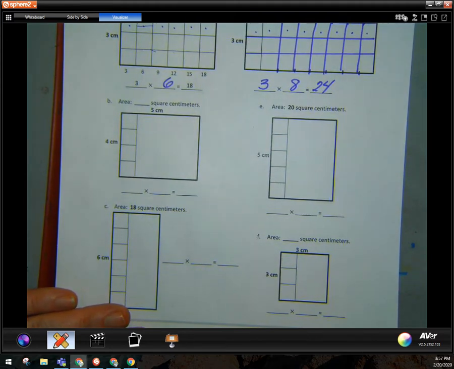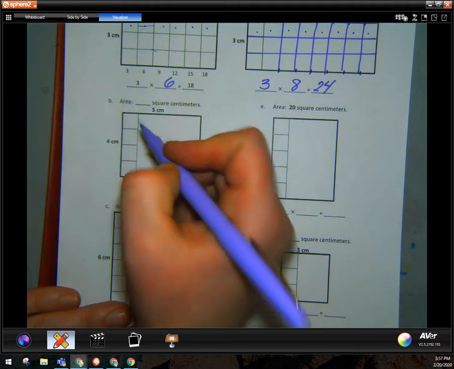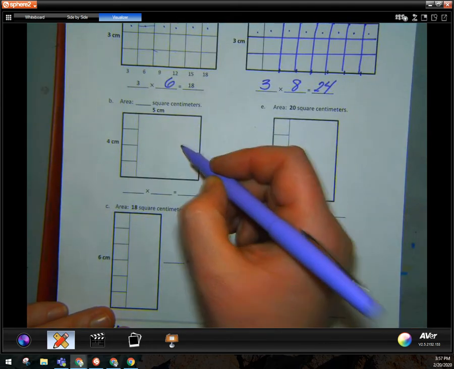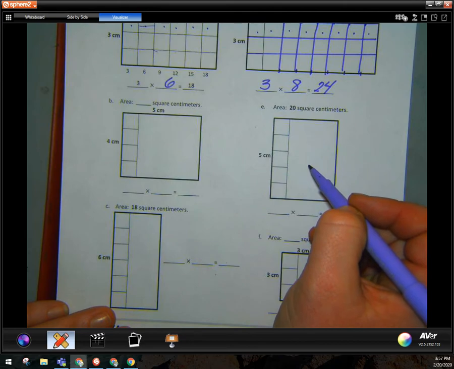So right now, push pause, and I want you to try letter B and E. So you're going to try B and E. When you're finished with those 2, push play and check your answer with mine.